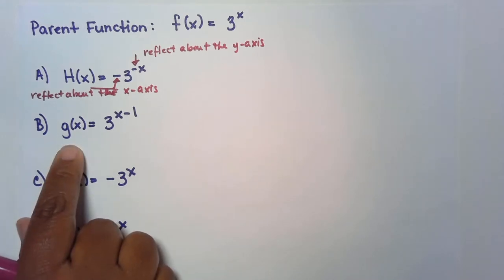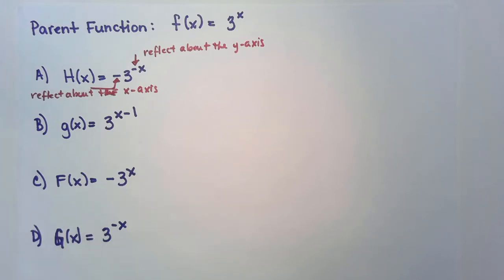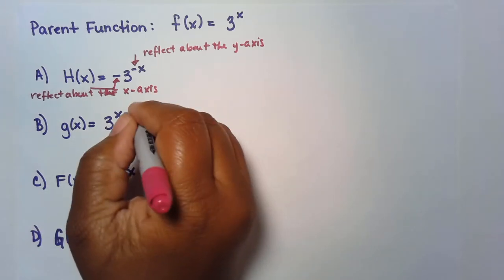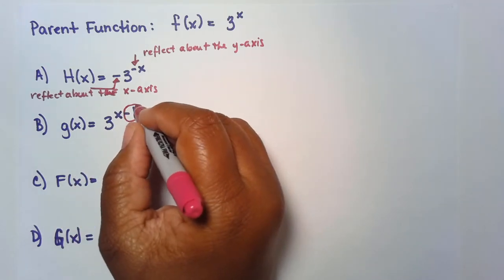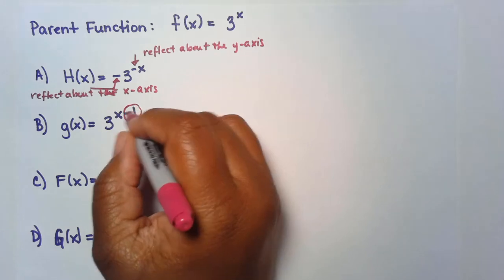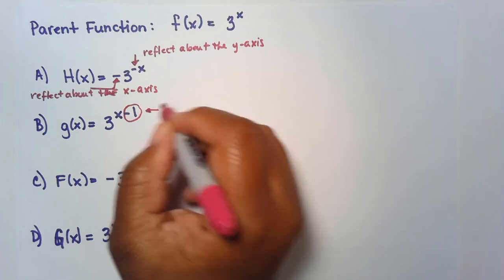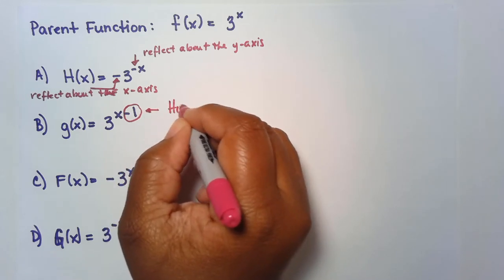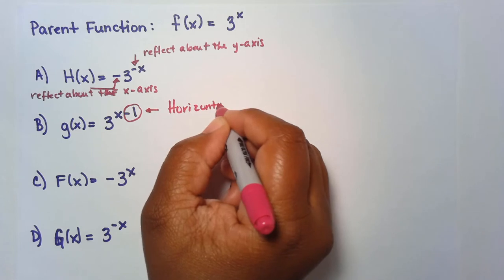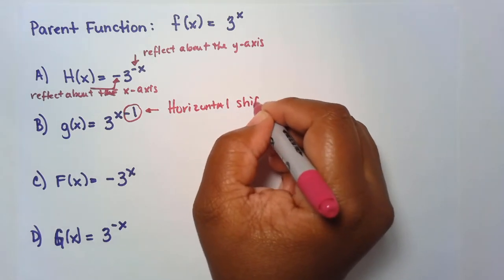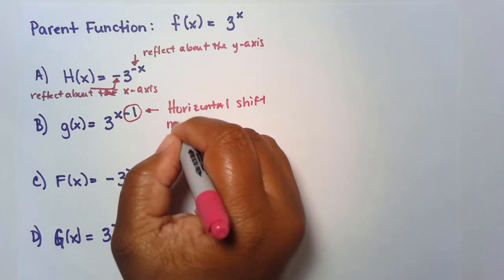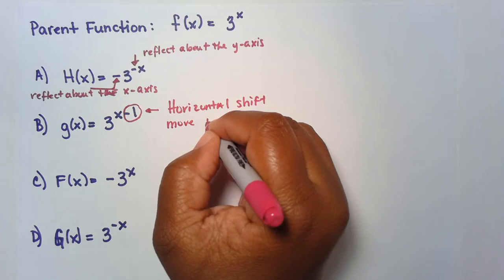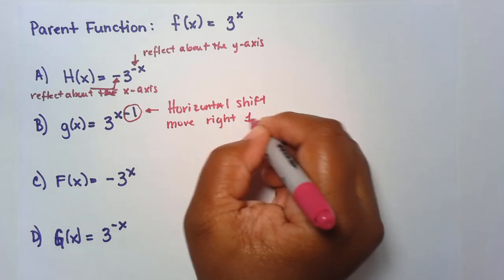B, we have g of x is equal to 3 raised to the x minus 1. Well, the minus 1, because it's with the variable x as an exponent, we're going to have a horizontal shift, and because it's negative 1, we're going to move right 1 unit.